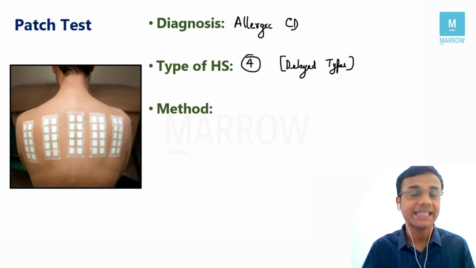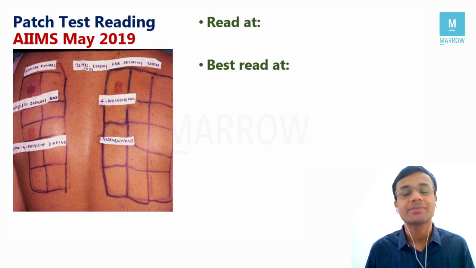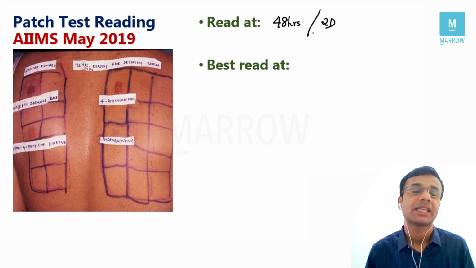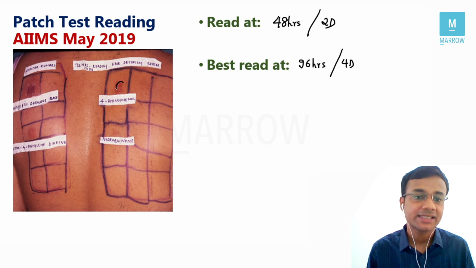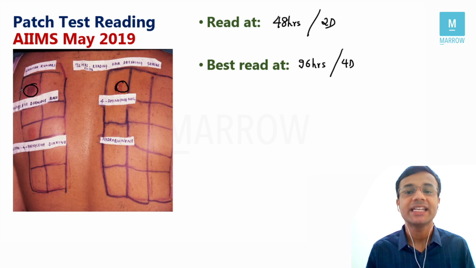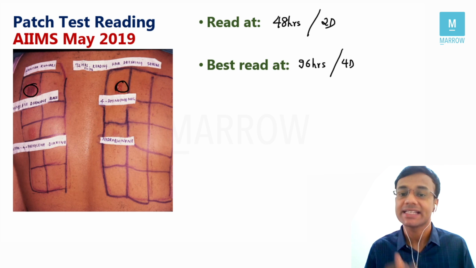And when do we take the reading in patch test? If the question comes in the exam, patch test is read at, then our answer is going to be 48 hours or 2 days. If the question comes as best reading, then the answer is going to be 96 hours or 4 days. Here you can see the reading taken. By the reading we can grade the level and tell the patient what severity of allergic contact dermatitis he has got. Please understand, this is for allergic contact dermatitis, not for irritant contact dermatitis.